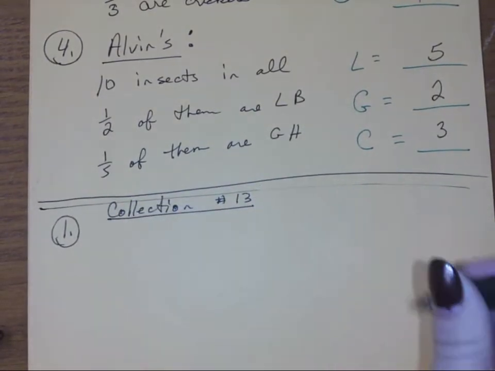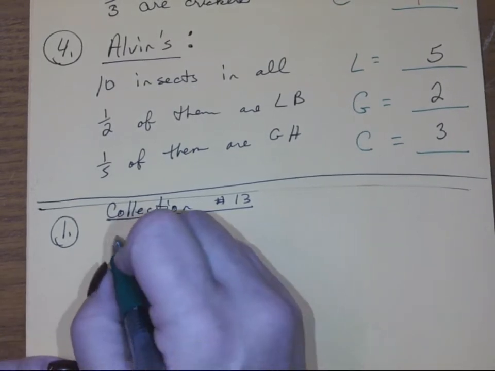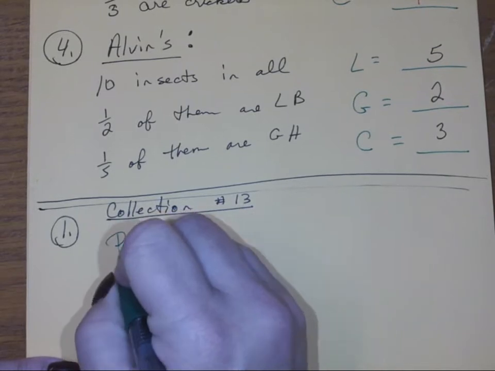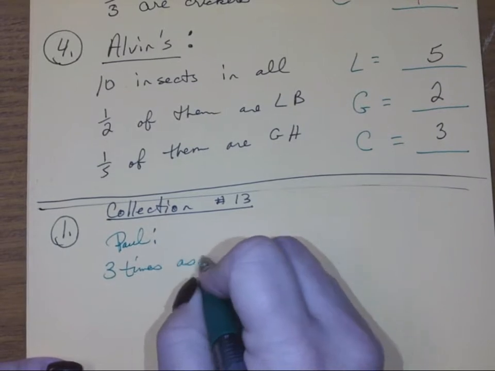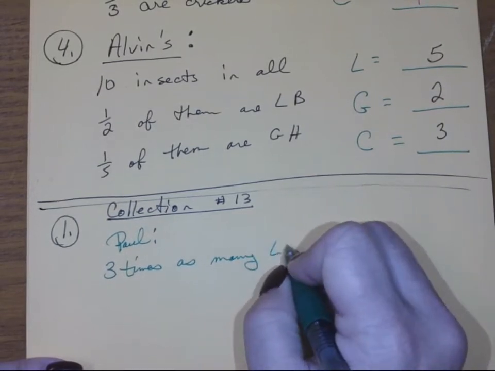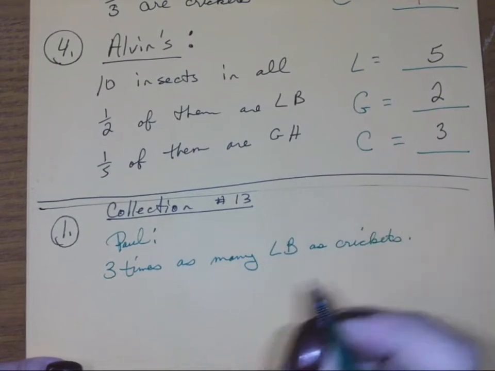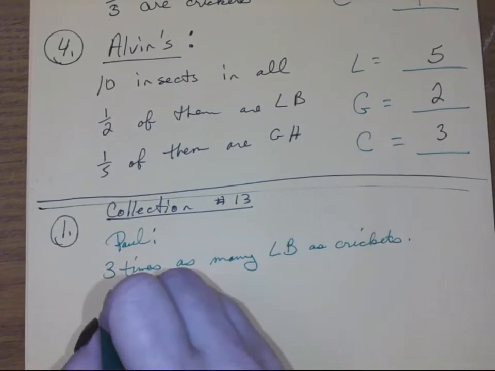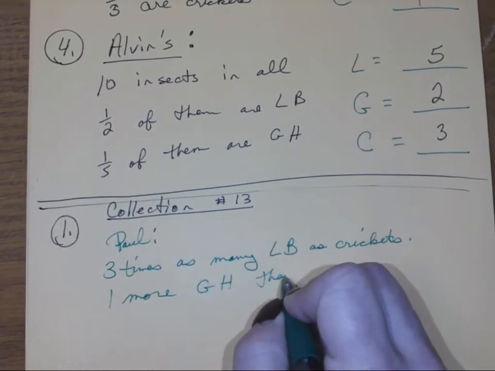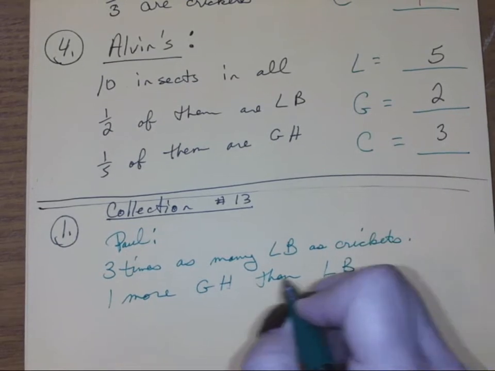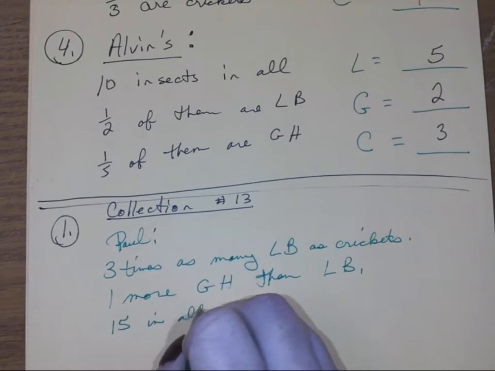It was bad enough whenever we were doing fractions in collection number 3, right? But now Paul's being a little bit abstract with us. He thinks he's cute, okay? He says he has 3 times as many ladybugs as crickets. And he says he has 1 more grasshopper than ladybugs. And he knows that he has 15 in all. 15 total.